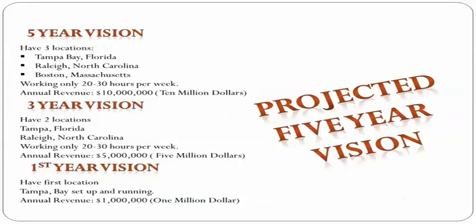So here's a projected 5-year vision. In our first year, we want to have a Tampa Bay location, which we have right now, with an annual revenue of $1 million. Let's skip forward 2 years. In our 3rd-year vision, we want to have 2 locations, one in Tampa, one in North Carolina, working no more than 20-30 hours per week, with an annual revenue of $5 million. And in our 5th year, we're looking to grow big. We want to have 3 locations, one in Tampa, one in North Carolina, one in Boston, working only 20 to 30 hours per week with an annual revenue of $10 million.